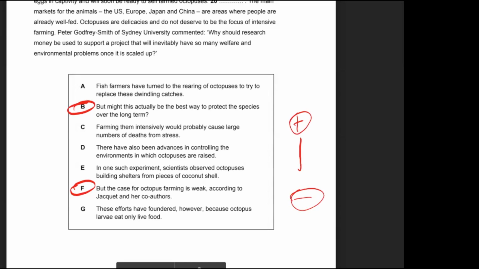So since we're going in that order of this is actually not good, the best answer would be F over here. The case is weak. The case for octopus farming is weak. It's not a good thing.